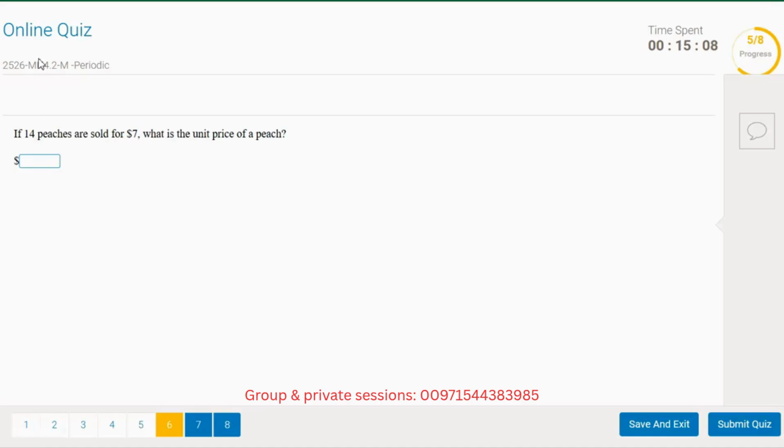If 14 peaches are sold for $7, what is the unit price of a peach? So if 14 peaches are sold for $7, what is the unit price? What does unit price mean? It means 1. So 1, what is the price of 1 peach?